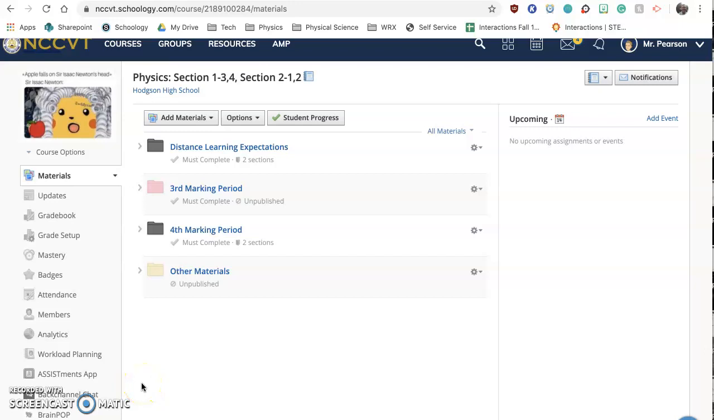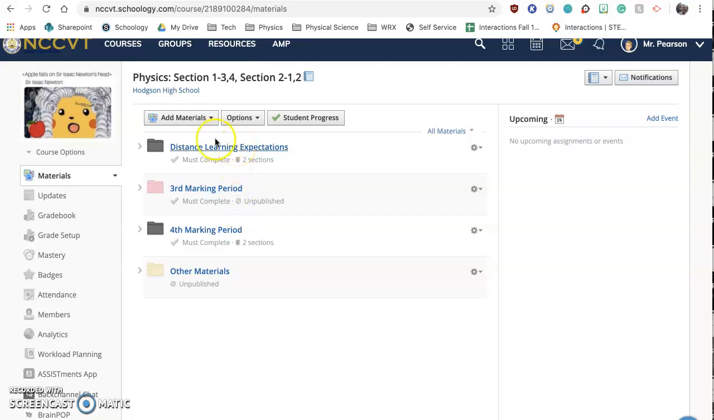I wanted to touch base really quick and just reach out and let you guys know what we should be expecting and looking for moving forward. So, whether you are in physics or in physical science, your Schoology materials page should look very similar. I'm going to leave two main folders published for you. One digital called the Digital Learning Expectations.